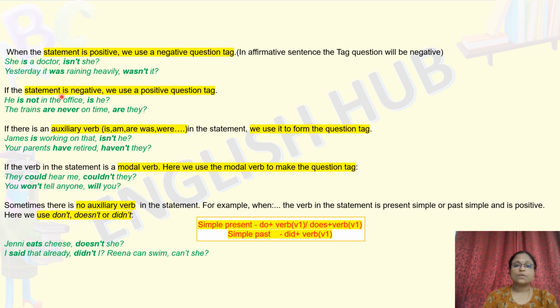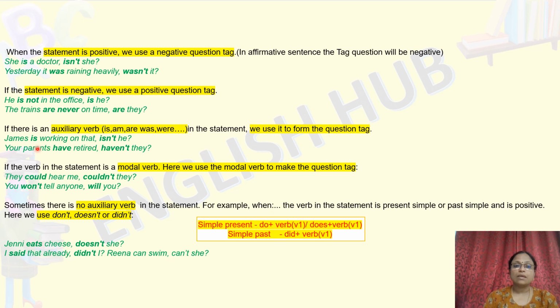The second example is statement is negative. We use a positive question tag. He is not in the office. Is he? So how do we form the question tag? For that we should know that a question tag consists of a helping verb and a pronoun. If there is an auxiliary verb in the statement, we use that auxiliary verb, that helping verb, to form the question tag. For example, James is working on that.